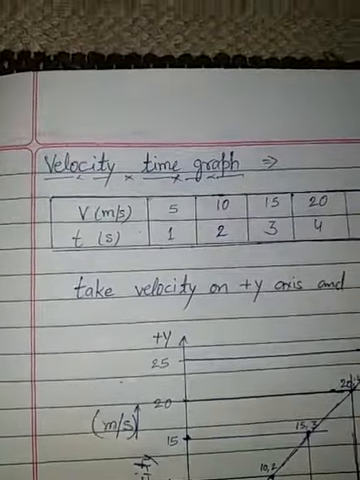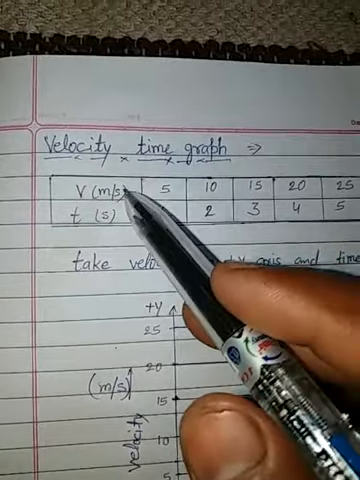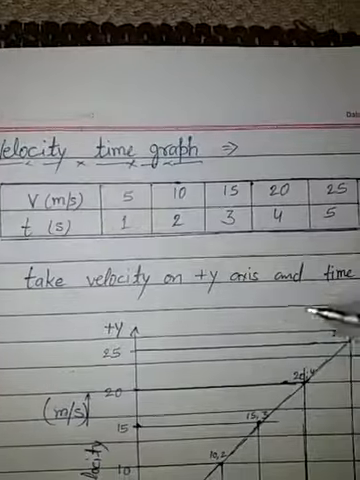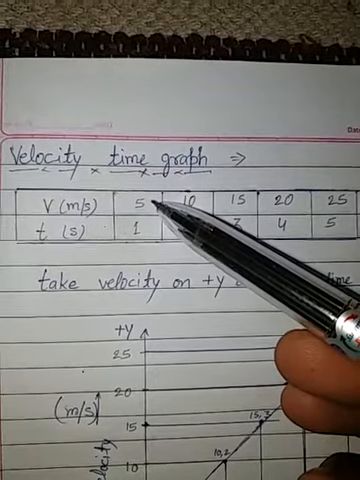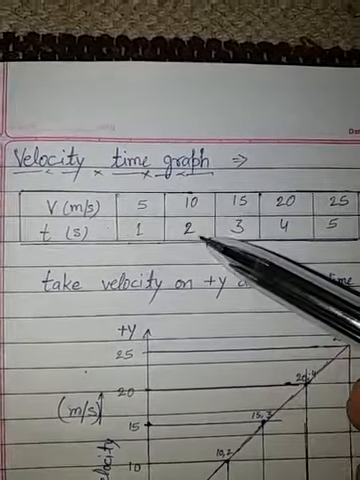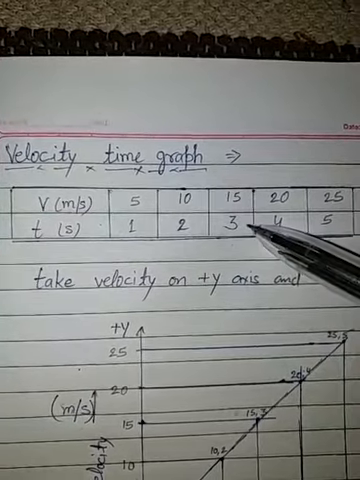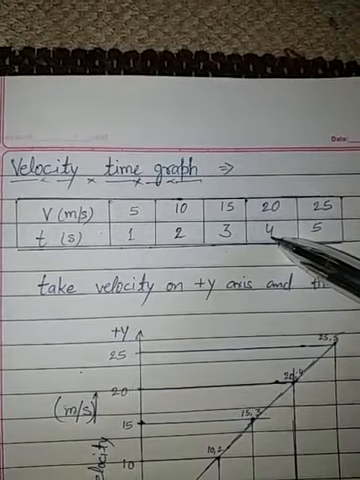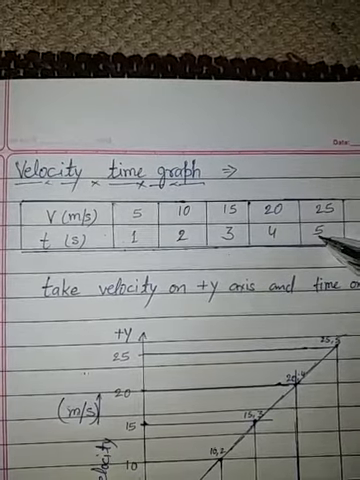Good afternoon, students. We are studying velocity time graph. Here is the table that is giving information about velocity and time. At the time 1 second, velocity is 5 meter per second. Time equal to 2 second, velocity is 10 meter per second. Time equal to 3 second, velocity is 15 meter per second. In this way, t equal to 4, v equal to 20, 5, 25.